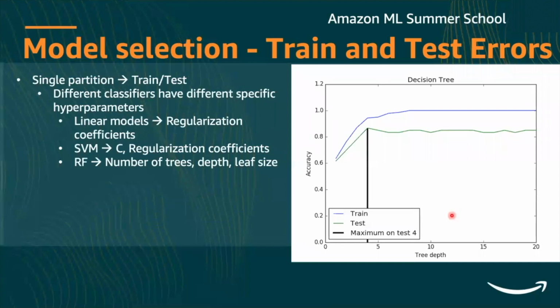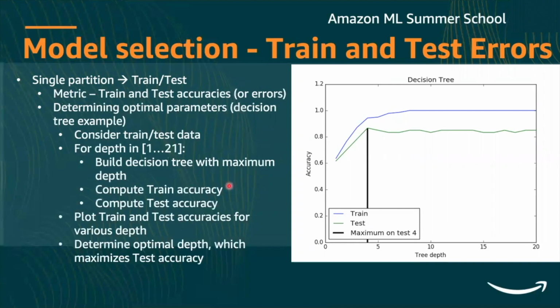Typically, different classifiers, as I said, have different hyperparameters or knobs you can tune. Let's say for a linear model, you have regularization coefficient. For SVM, you have C, gamma, and other coefficients. For random forest, you have number of trees, depth, leaf size, and so on and so forth. So let's say we have decided on a metric, and that metric is accuracy. Then what you want to do is select the best possible value of the knob or the hyperparameter for that decision tree, for which you get the optimal performance on the test set.